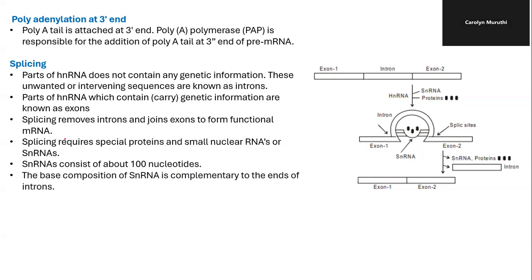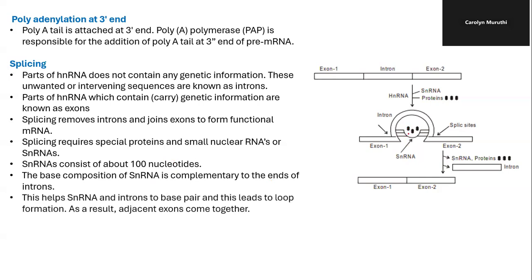So we see that the base composition of the small nuclear RNA is complementary to the ends of introns. And so this will help the small nuclear RNAs and introns to base pair, and this leads to formation of a loop. And as a result, the exons come together. So finally, the loop is removed and the exons are joined together.